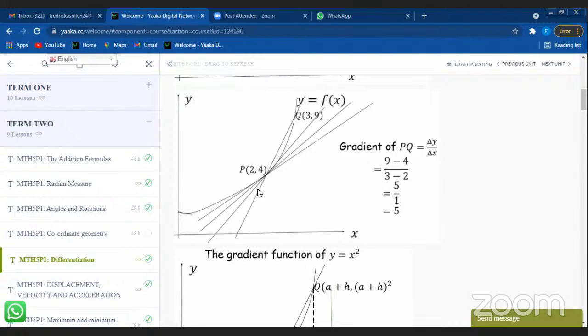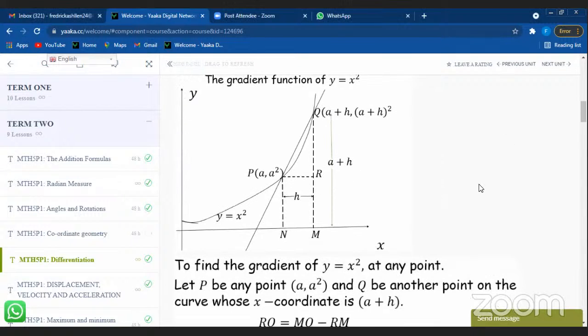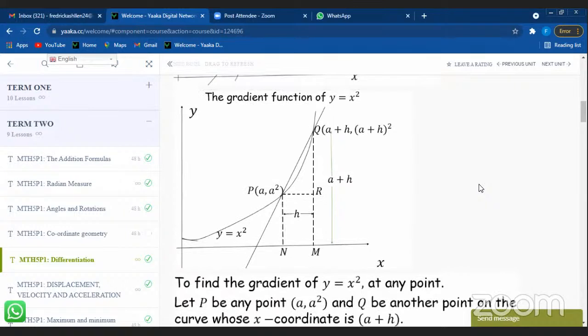Okay. So we are able to get our final answer of the gradient of that line as 5 by getting 9 minus 4 over 3 minus 2, which gives us 5. So that is taking us to our second image, when we are requested to find the gradient function of y equaling x squared.